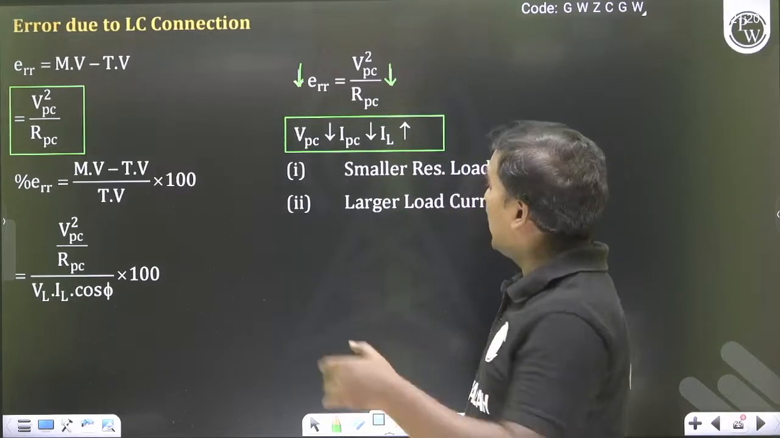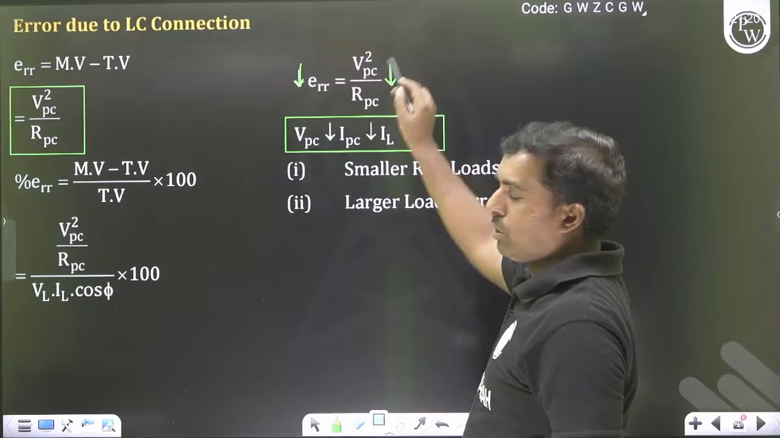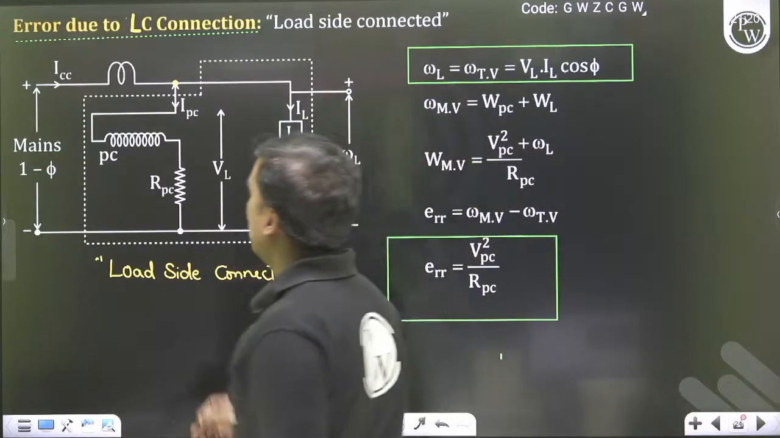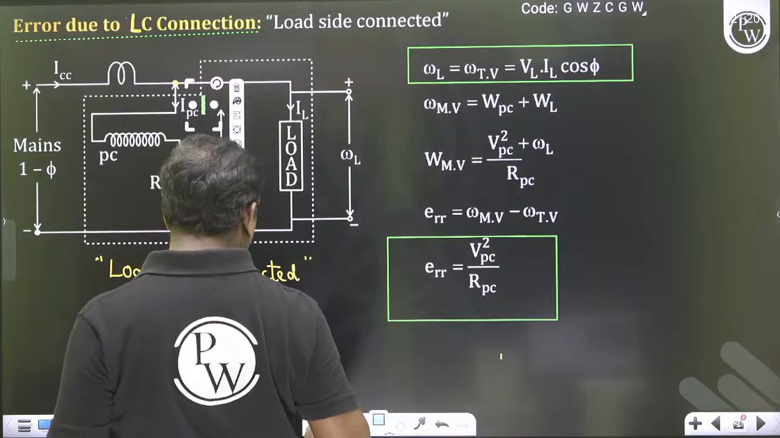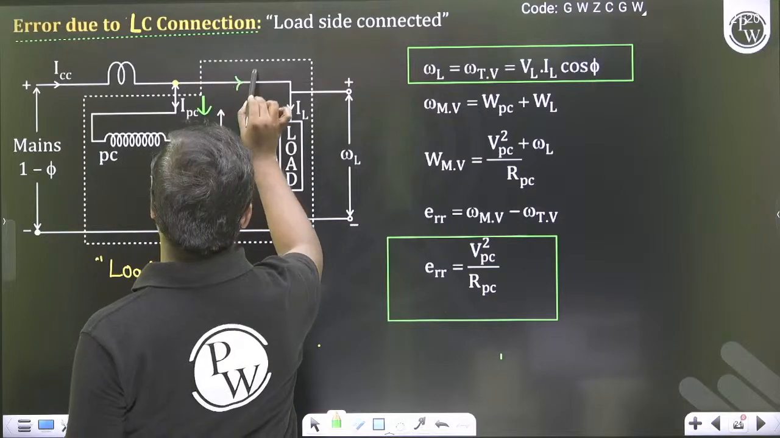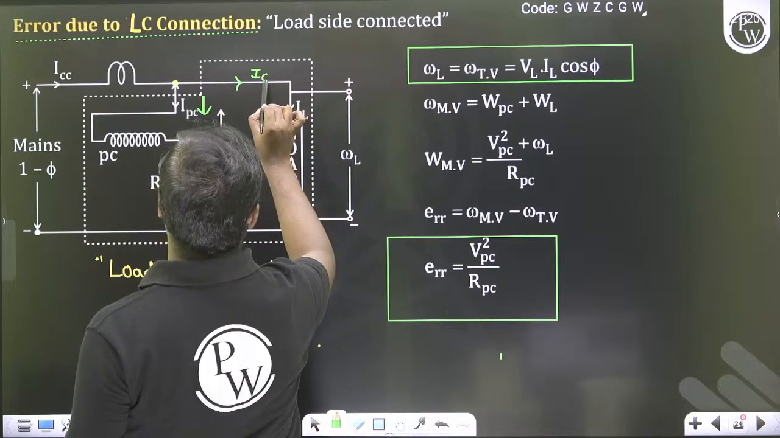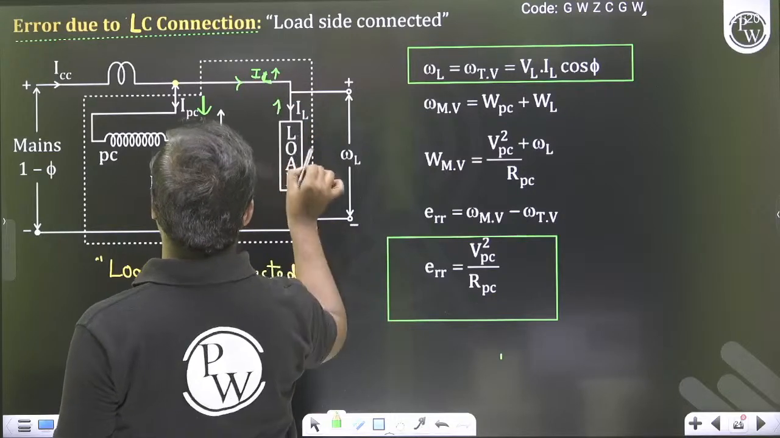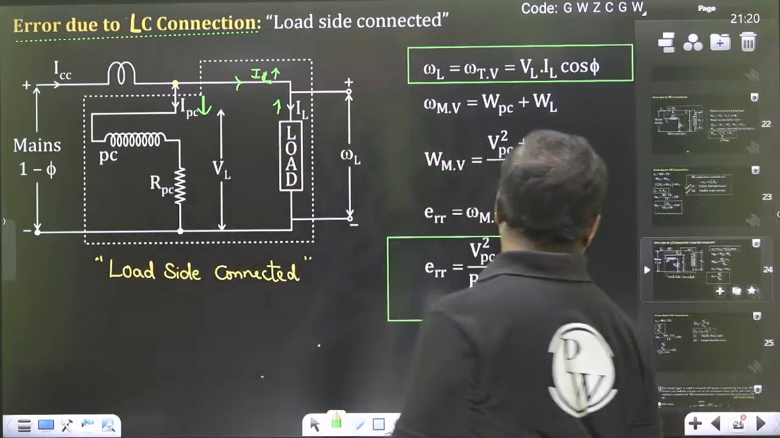Then automatically current passing through the pressure coil will be less. समझ में आपको? error कम होने के लिए VPC must be less. अगर VPC less है तो क्या होगा? Current pass on the pressure coil will be less. Then obviously current passing through the current coil will be more. That means the load current will be more, possible for smaller loads.